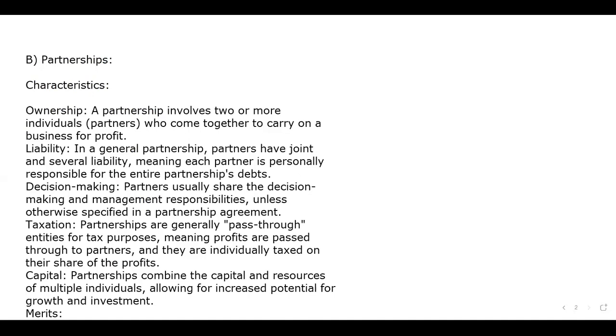So the individuals in this partnership must be very careful when making decisions that will benefit the whole partnership. Anything they mess up is also going to bind the other partners. Decision-making: partners can share decisions, engaging in meetings unless otherwise. Taxation: partnerships are generally pass-through entities for tax purposes, meaning their profits are passed through to the partners and they are individually taxed on their share of profits.